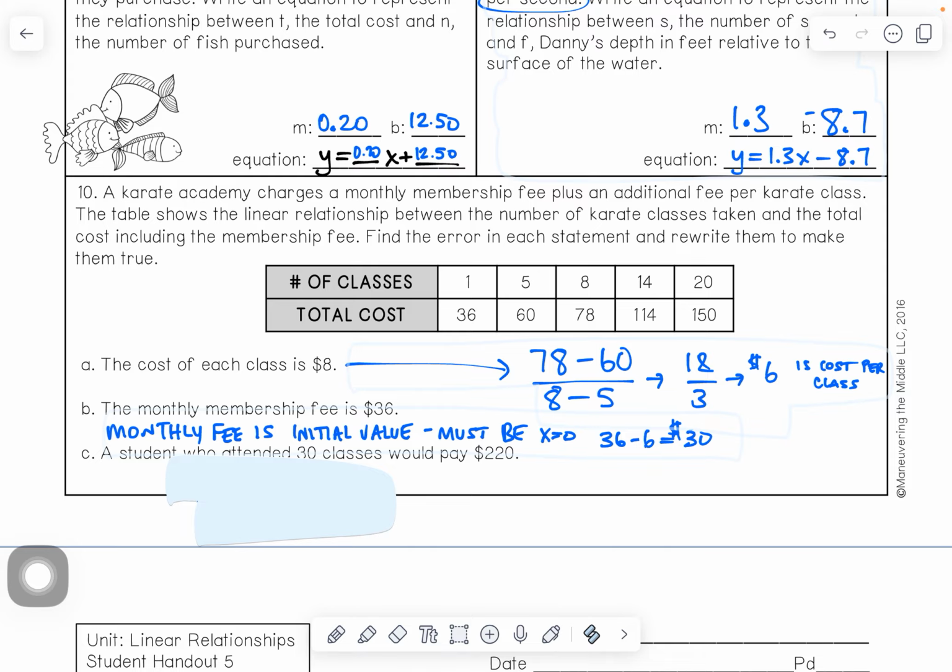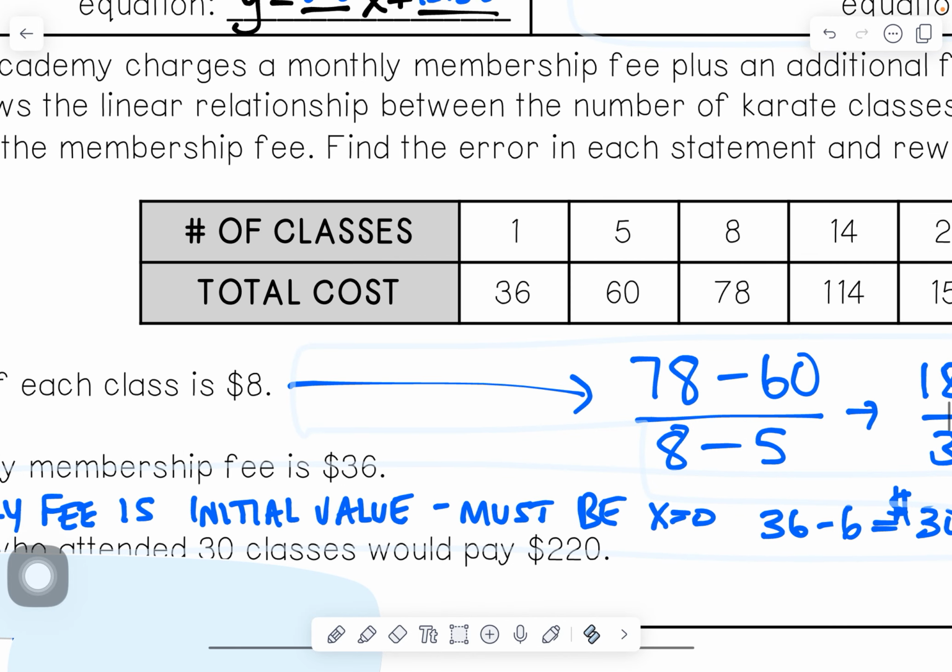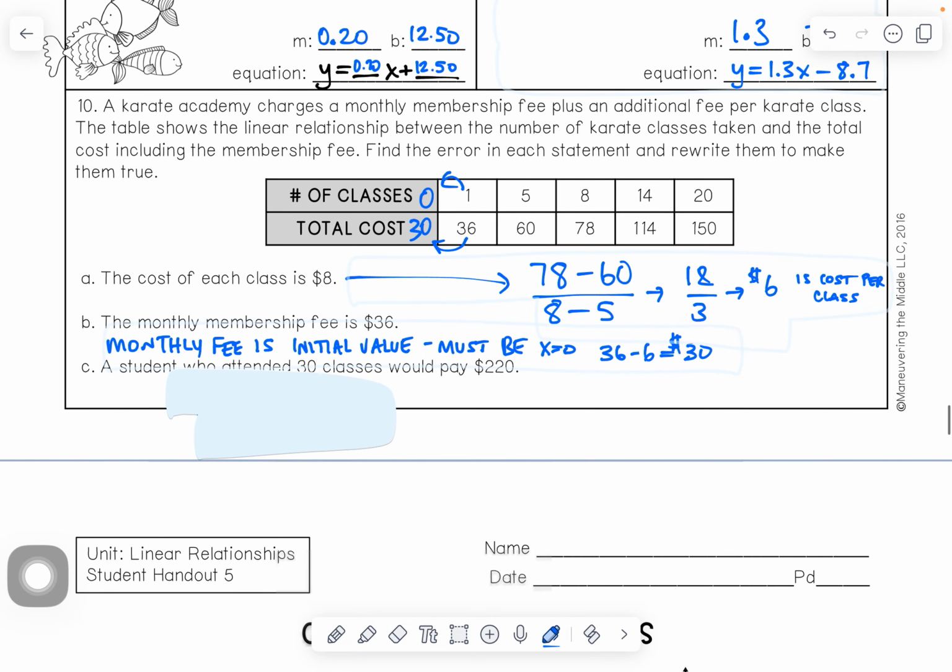The monthly membership fee is $36. So the monthly fee would be the initial value, which has to be the x equals 0 value. So that is not the case here, right? That's the cost of one class. So we actually have to go backwards one in our table to be able to figure out that value. So I have to go back to 0 classes and $30. So that one was false.